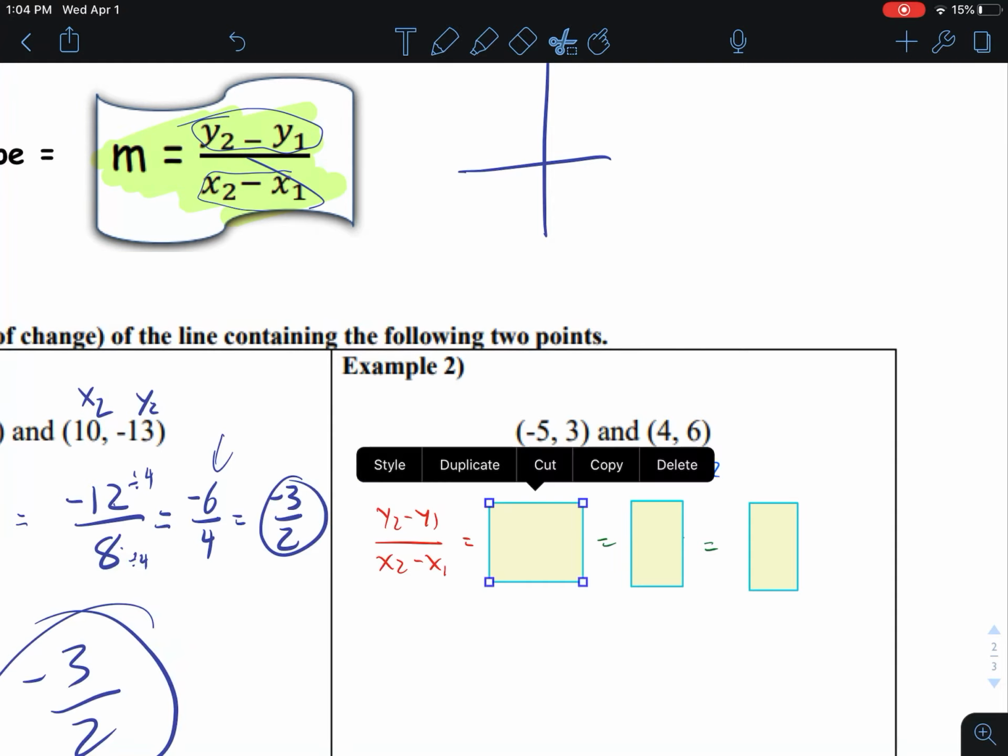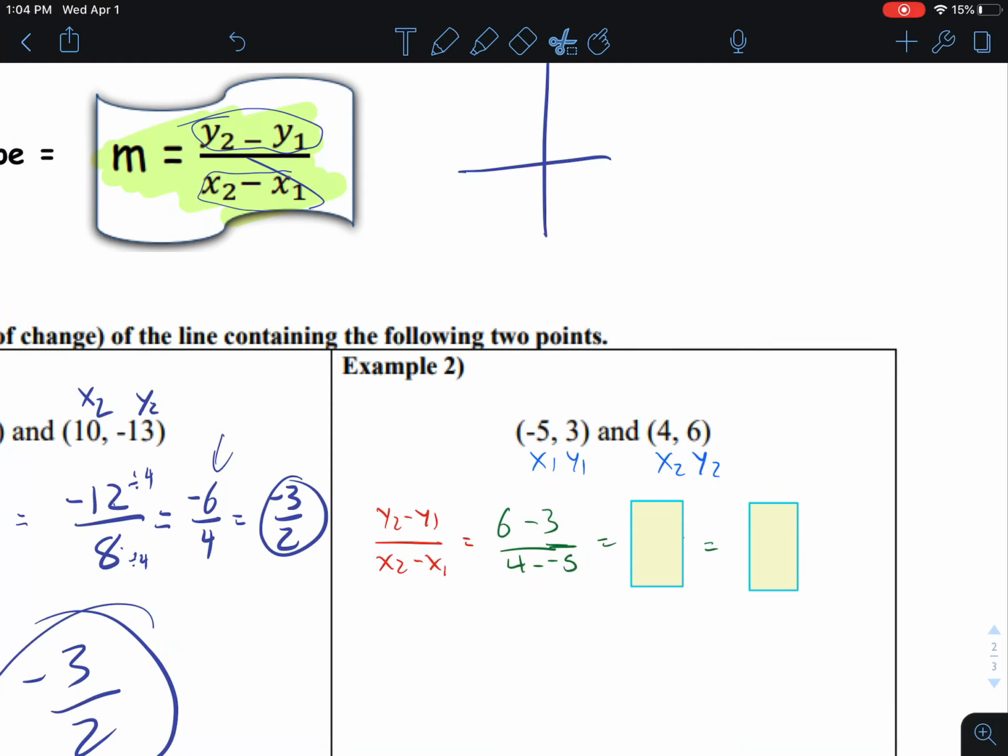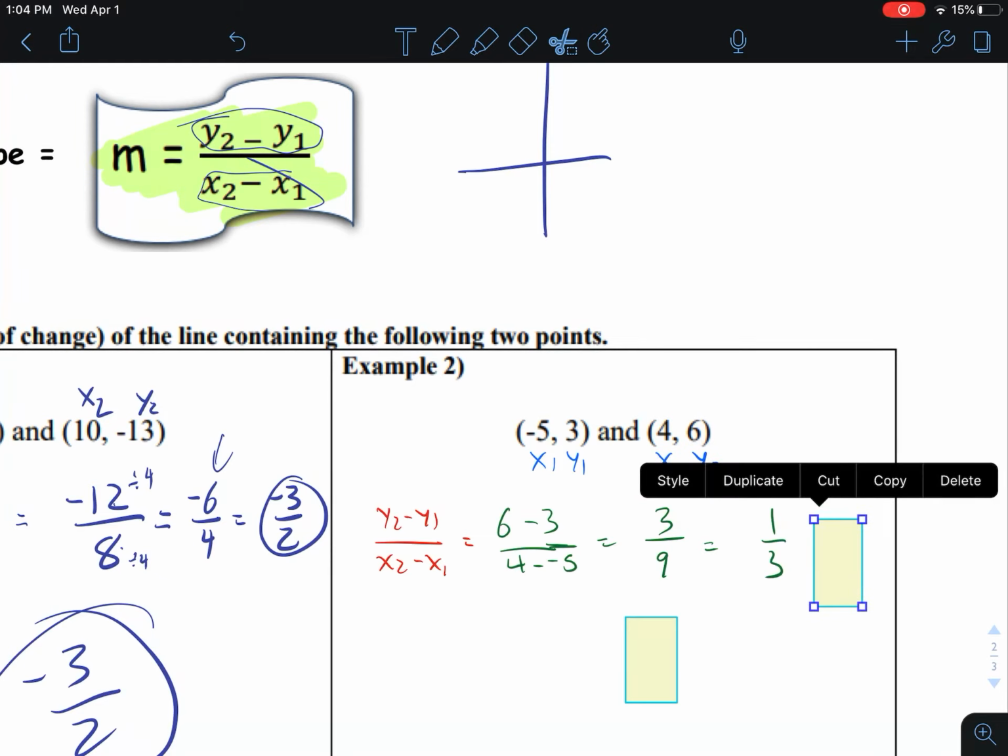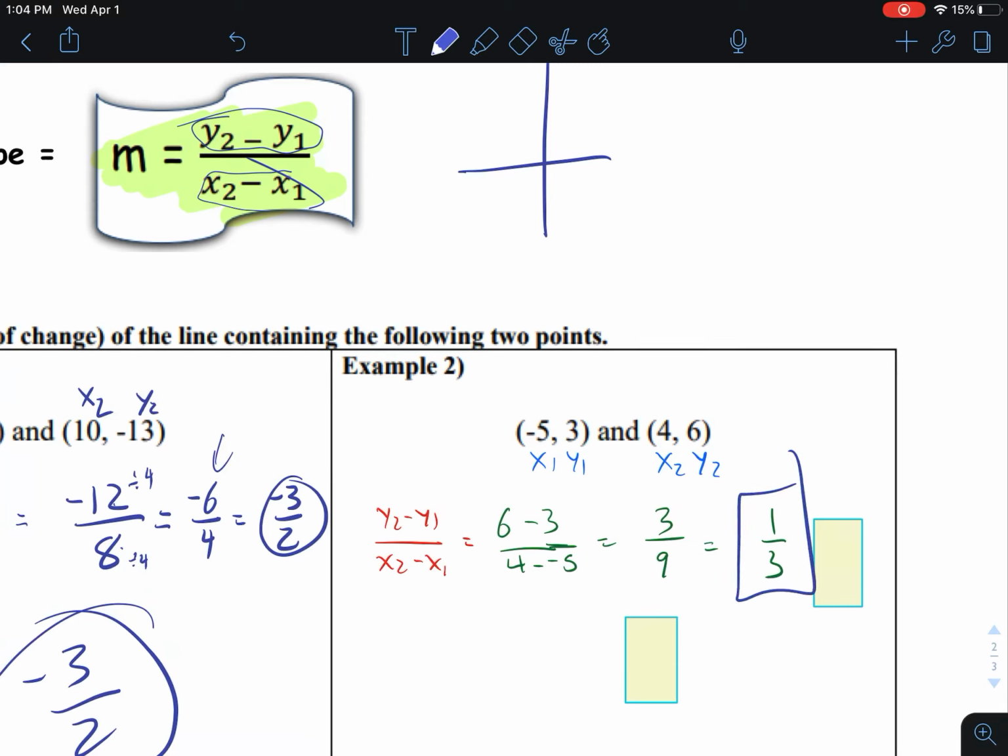Okay, welcome back. Hopefully, when you plug in the x and y's, you got 6 minus 3 over 4 minus negative 5. And then when you do the math, let's see what you get. 6 minus 3 is 3. 4 minus -5 is like 4 plus 5. That's 9. 3/9 simplifies. They're not even numbers, but you could divide top and bottom by 3, and you get 1/3. 1/3 is the final slope of the line between these 2 points.